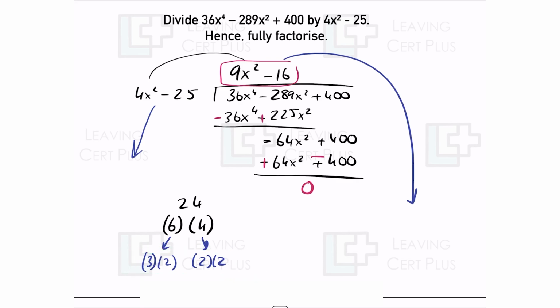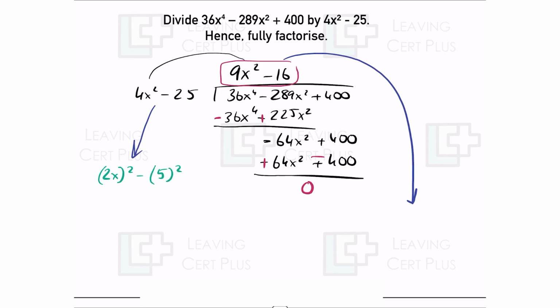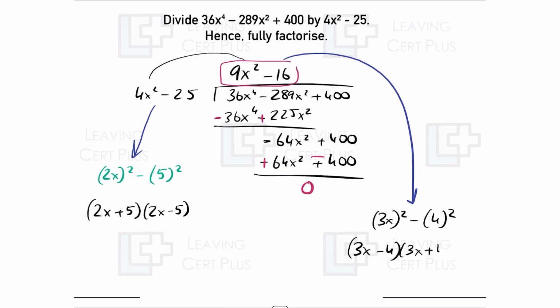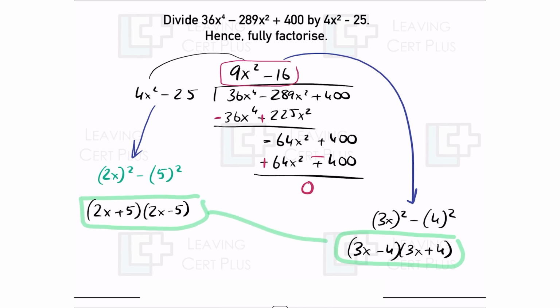So breaking down what we have over here, that's a difference of two squares. That's going to be 2x all squared minus 5 all squared. So factorizing, like we learned with a difference of two squares, that's 2x plus 5 multiplied by 2x minus 5. Over here, you can see this is also a difference of two squares. That's going to be 3x all squared minus 4 squared. So that's going to be 3x minus 4 times 3x plus 4. Okay, so your final factors then, your linear factors, are what I have rounded in green. So that's basically that question done.